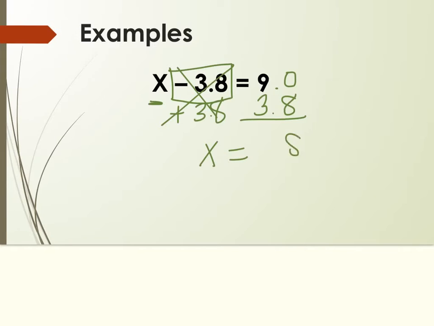0 plus 8 is 8. I'll bring down the decimal right away, and then 9 plus 3 is 12. They're both positive, so our answer is positive, and the answer is x equals 12.8.